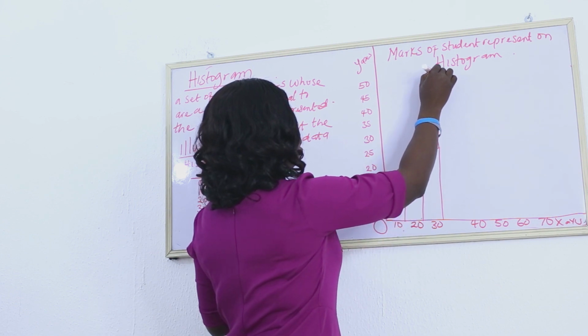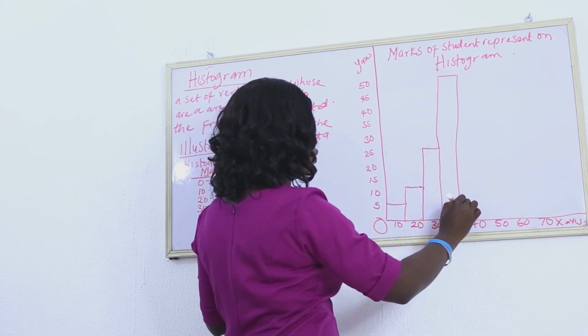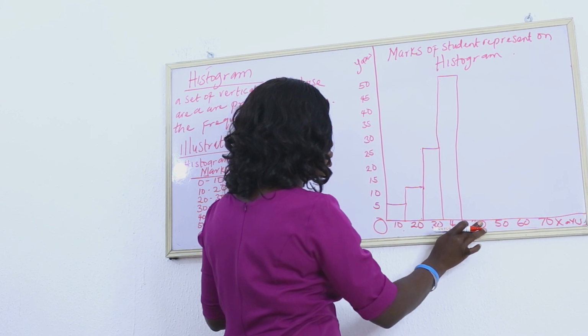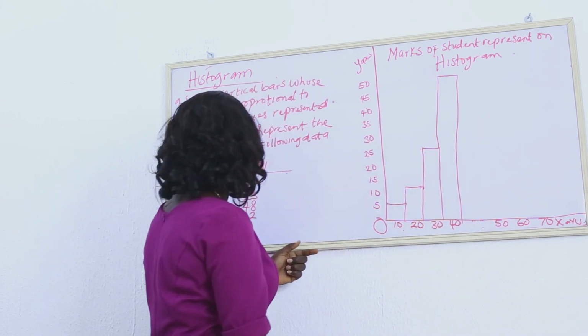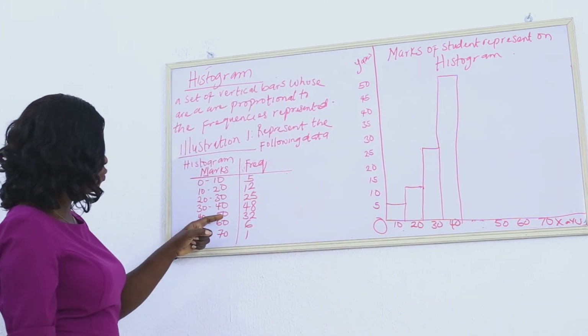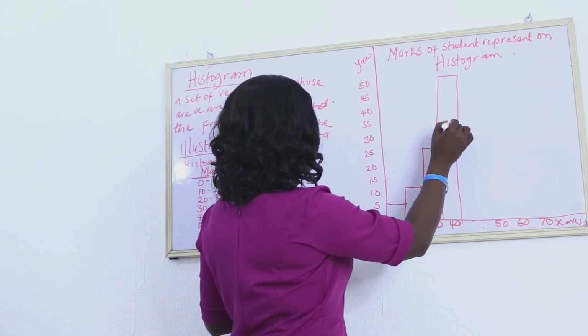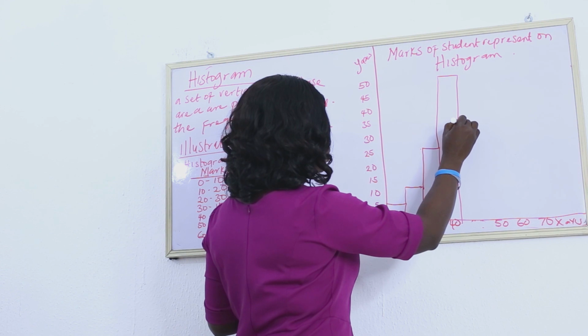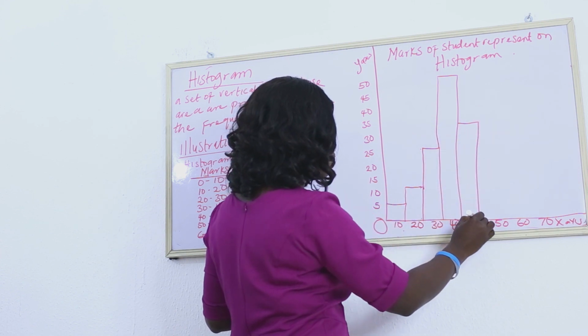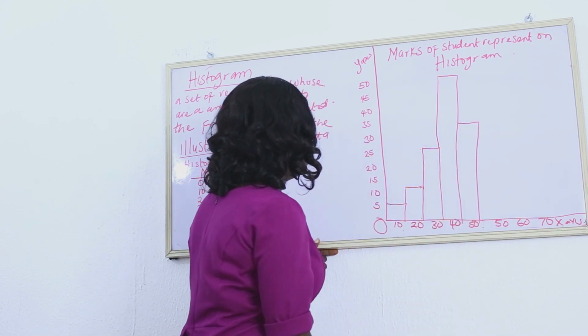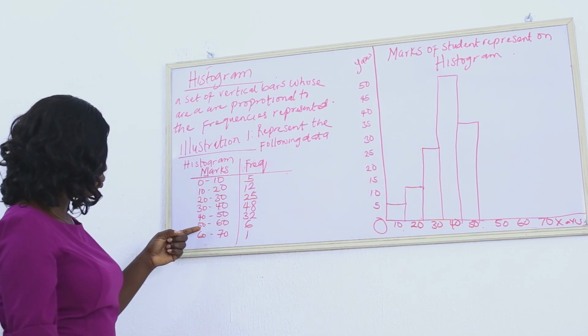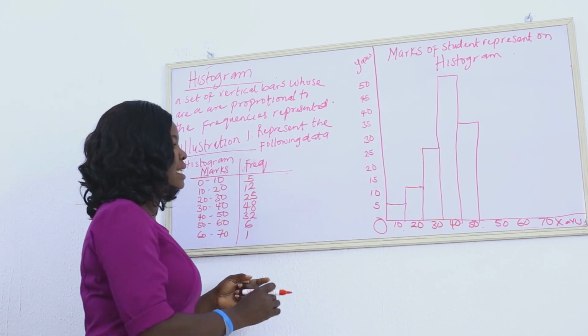30 to 40 is 48. So this is 40. Then the next one says 40 to 50 is 32. Coming to the point where 32 is, I write 50. Then the next one says 50 to 60 is 6.